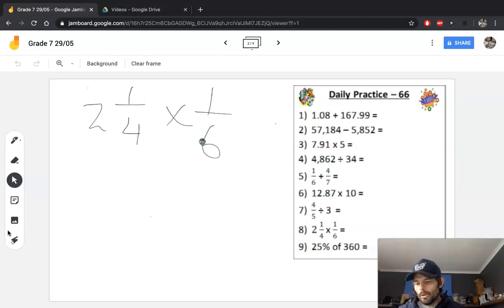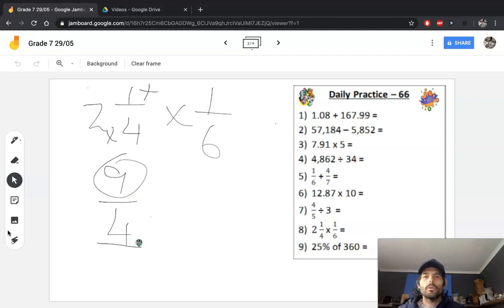Okay, and that's going to look like 9 over 4. So remember, 2 times 4 and then add the 1 gives us 9. And it's always the original denominator. And we multiply by 1 over 6. You can either say 9 times 1 equals 9, 4 times 6 is 24. Then we need to recognize that 3 goes into 9 3 times, and 3 goes into 24 8 times.